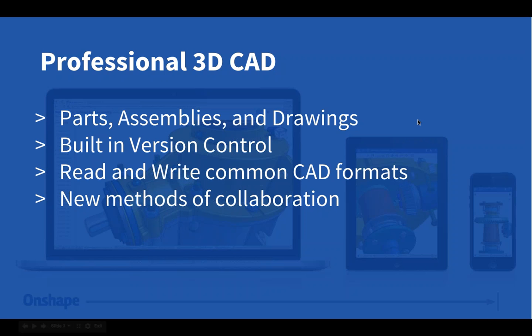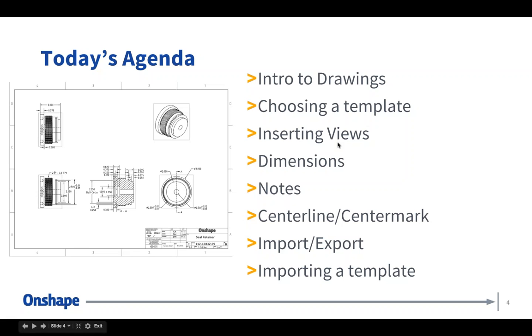Okay, so enough of this. What are we going to talk about today? Well, today's really an intro to drawing. So what we're going to focus on is, how do we create drawings? How do we choose a template? How do we insert views, dimensions, notes, and all the annotations that we have in drawings? Also, how do we import and export? So DXF, DWGs, and also templates. DWT templates can be imported and used in Onshape as well, so we're going to cover that. So that's just a rough outline of what we hope to accomplish here today.